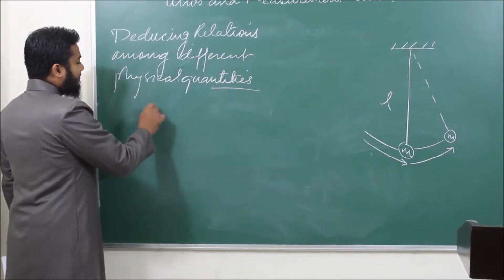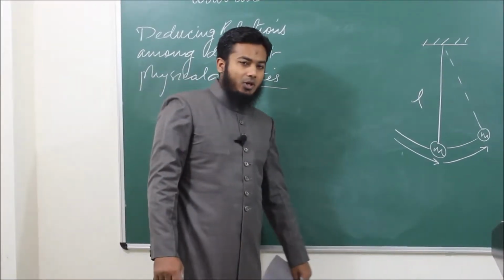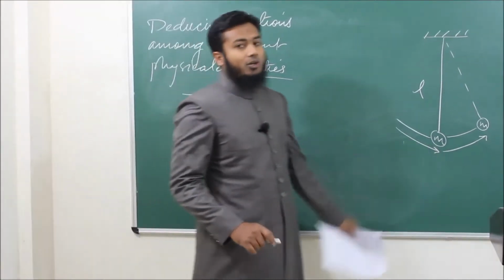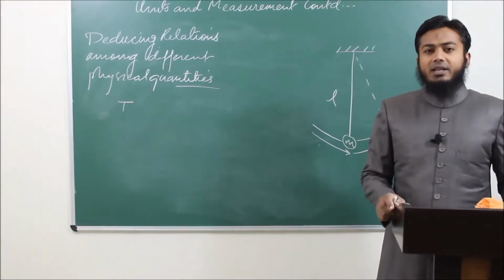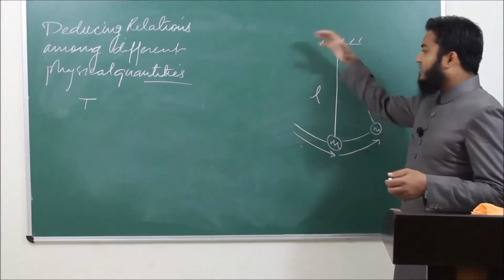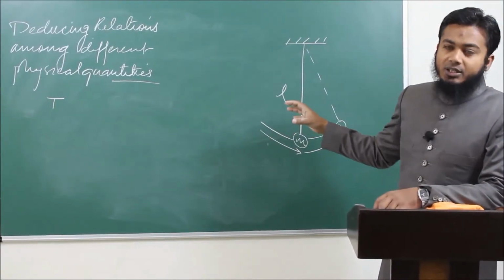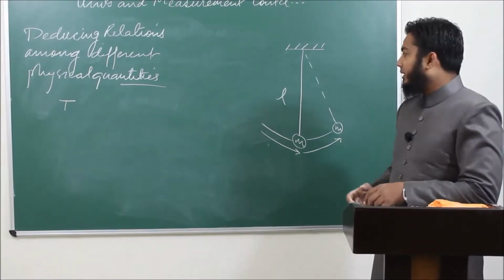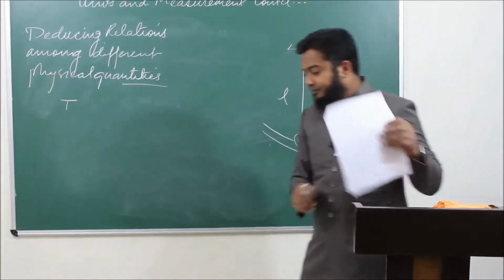So let's say the time period depends on the mass of the pendulum, and it depends on the length of the pendulum, and we can make a guess that it depends on the gravitational acceleration at the location. The gravitational acceleration is due to the attraction of the earth. So let's suppose that this time period also depends on the gravitational acceleration.